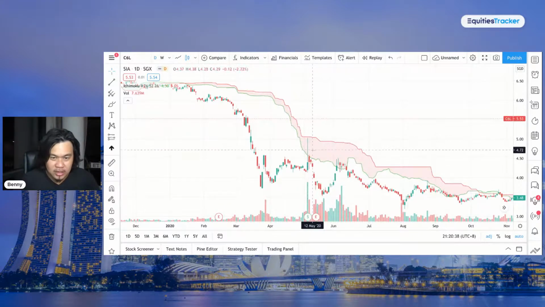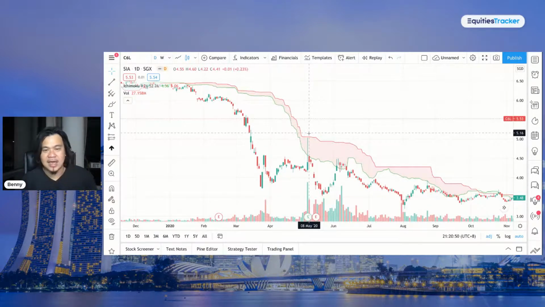So if I short here, my risk will be low. Why? Because if the price comes down and continues downtrend, I'm going to make good profits. But if I short here and the price rebounds above the cloud, immediately I cut my losses. My losses will be very small.